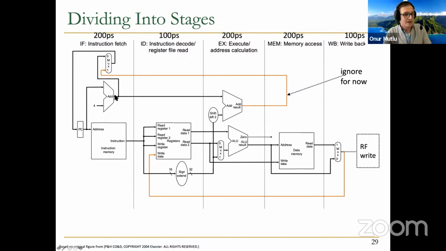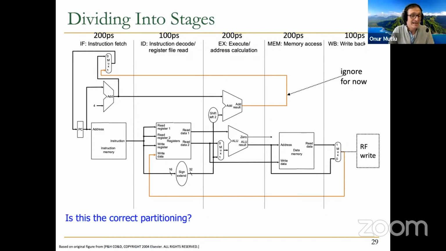Whenever you're updating the program counter, whenever you're updating the registers, you need to be very, very careful so that you get the correct result for instructions that are earlier in the pipeline, as well as write the correct result into the register file or memory or the program counter. And we're going to deal with that in a little bit.